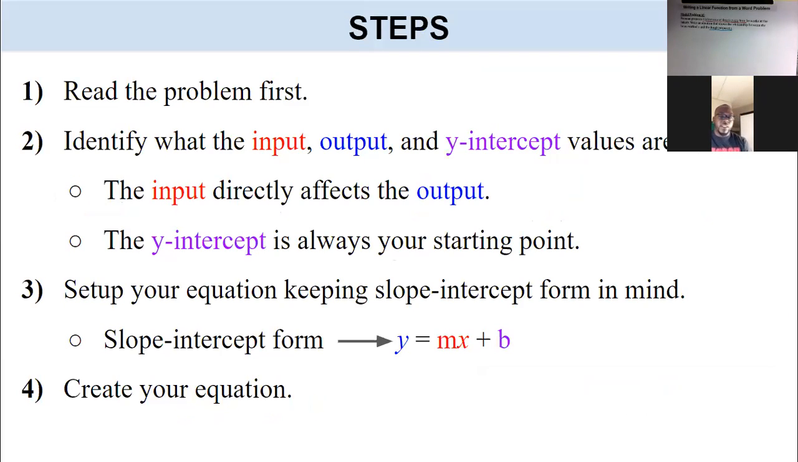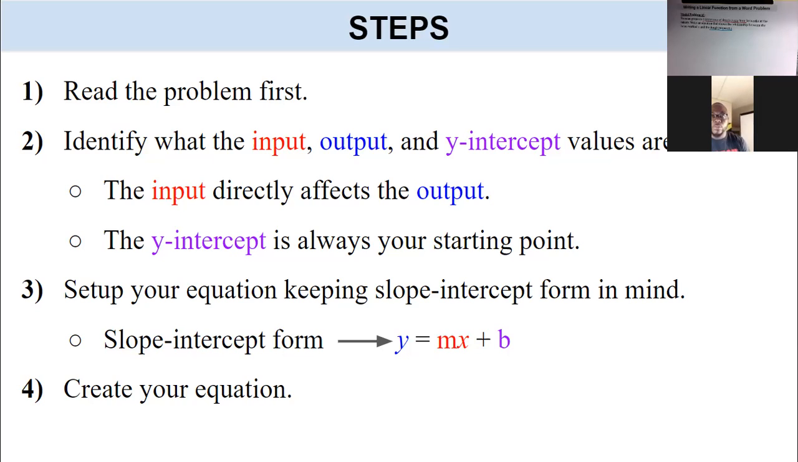All right, so for us to write a linear function from a word problem, there are certain steps that we have to take. As you can see here, first thing that we got to do is you have to read it. You cannot solve it if you don't read it. All right, so you have to read the problem first. Then you have to identify the input, your output. You have to also identify your y-intercept, and this is also known as your starting point. All right, the input directly affects the output, and your y-intercept, as I said earlier, is your starting point.